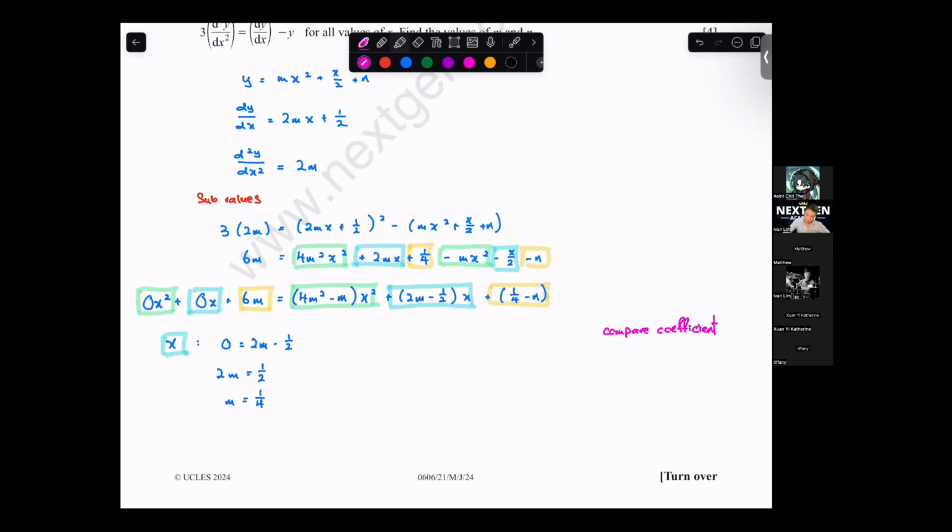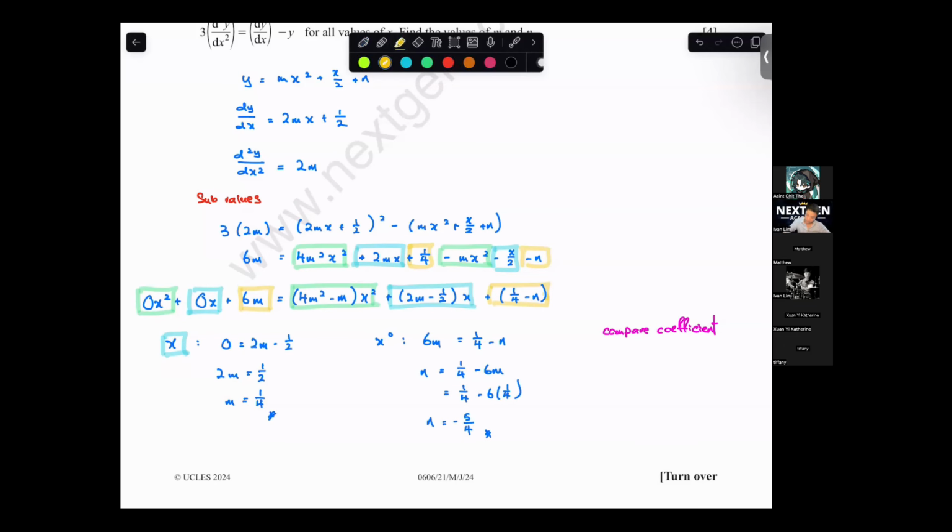The next one I'll do is the x to the power of 0, the one that is the constant. On the left-hand side, it is 6m. On the right-hand side is 1/4 − n. I want to find n, so n = 1/4 − 6m. The m that we found just now is 1/4, therefore n = −5/4.